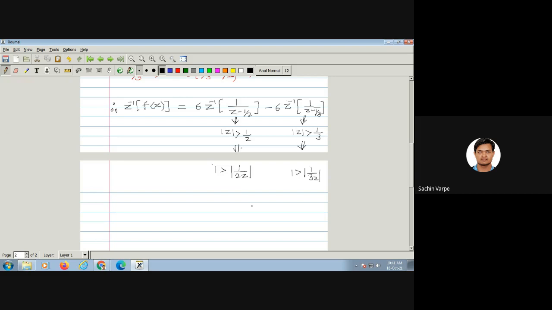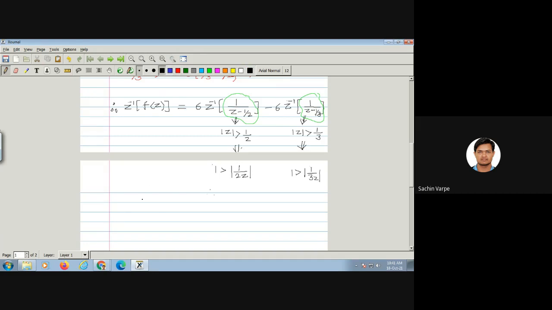Hello? Yes, sir. So here I'm getting mod of 1 by 2z is less than 1, and here mod of 1 by 3z is less than 1. So I'll write this term in terms of 1 by 2z and this term in terms of 1 by 3z. So write accordingly and expand them.